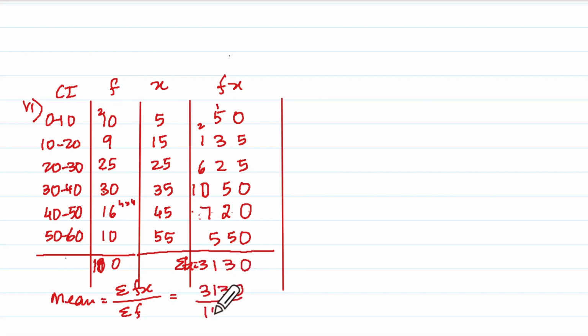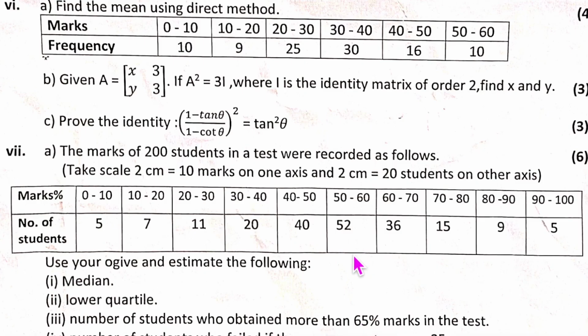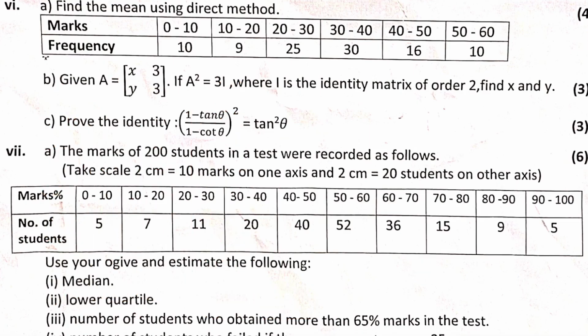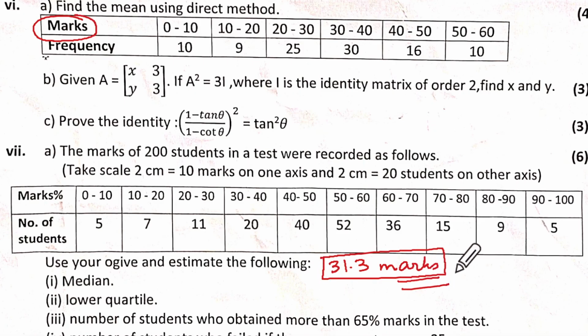So this will be 3130 upon 100. Mean is 31.3. Very good. Now what was the question? Mean, yeah. So fine, this is your answer. It is 31.3. Sorry, we had to write marks. Was the quantity mentioned? See, it's the mark, no? So if you don't write that mark, you will lose it.